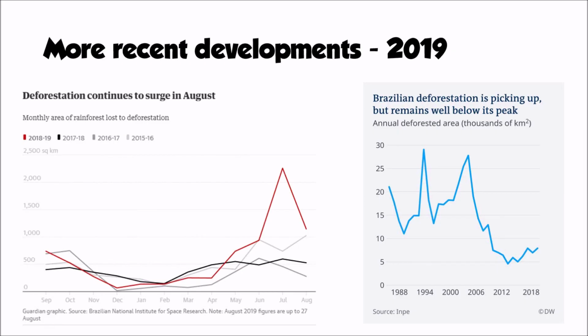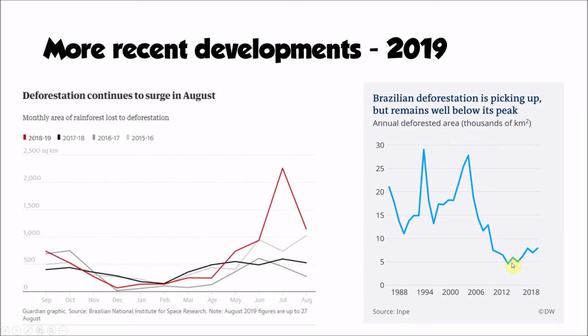And we can see here that the red line on this graph indicates the rates of deforestation in 2018-19. The black line is 2017-18, so that's the year before. 2016-17 before that, 2015-16 before that. So we can see that over time, particularly in the summer of 2019, the rates of deforestation started to pick up again as a result of some of these changes being made by the president in Brazil. But it does, however, still remain far below the peak of deforestation, which happened in around 2004.